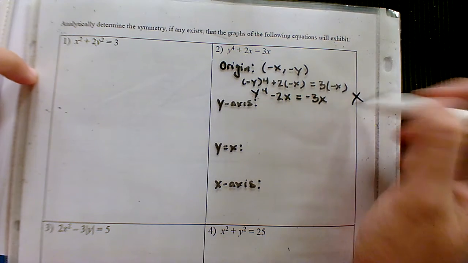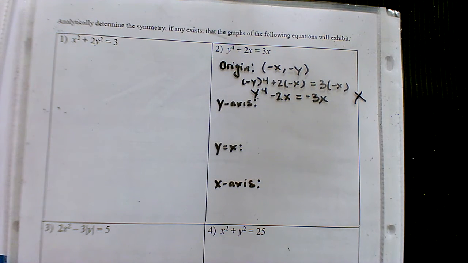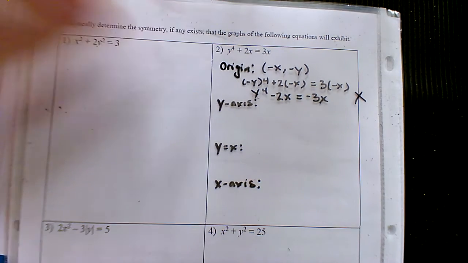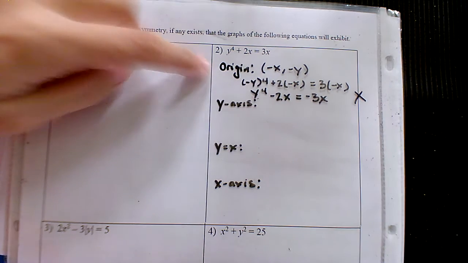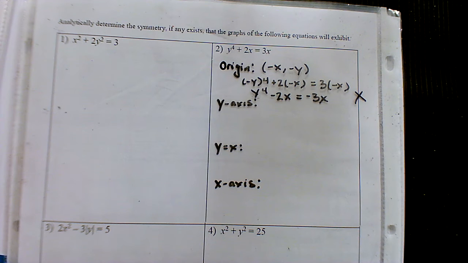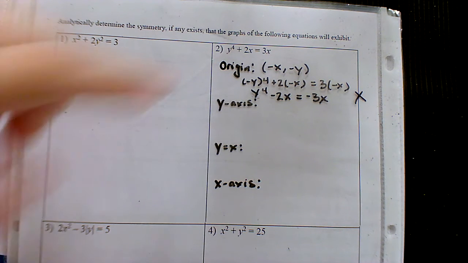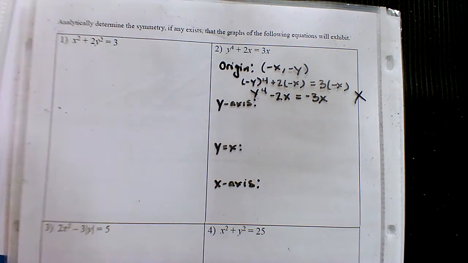So since we do not get the same result, the graph of this equation, whatever it might look like, because we have no idea, whatever the graph looks like, it does not have origin symmetry. So you are not able to flip it upside down and it would be exactly the same. So let's go ahead and see if it has any other type of symmetry.